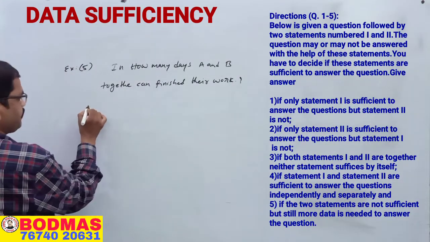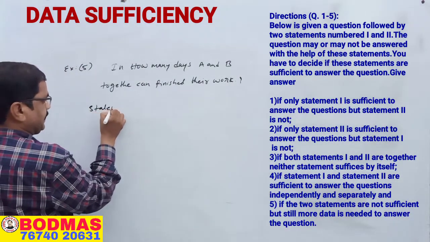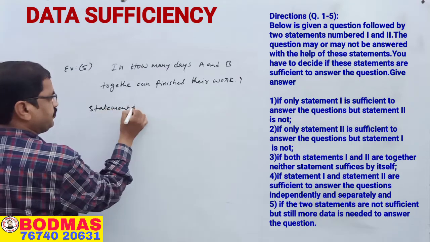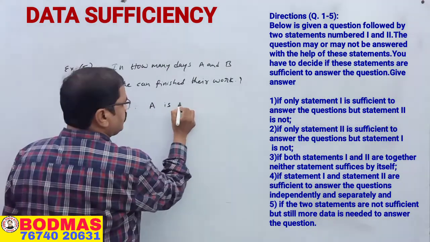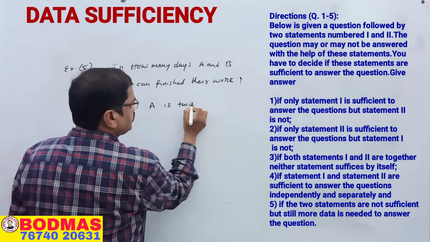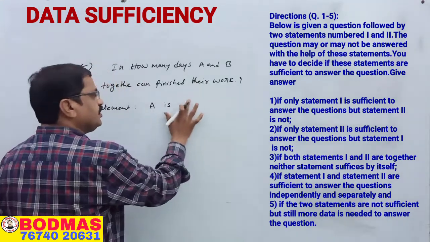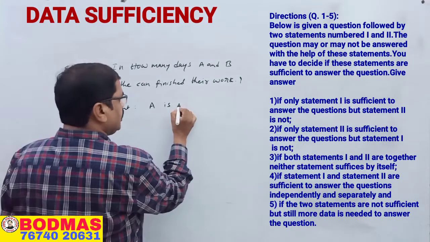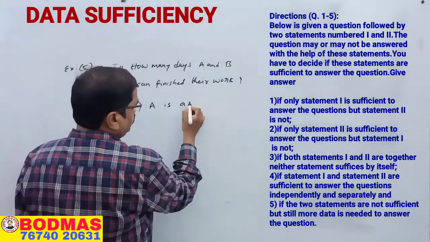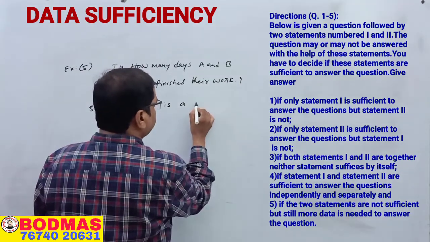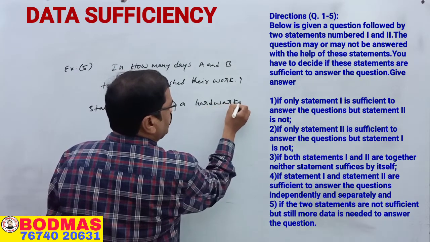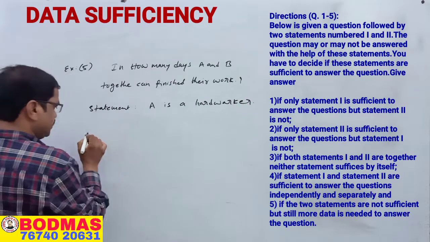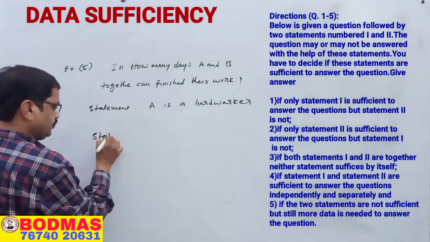Statement 1. A is a hard worker. That is the first statement. Now statement 2.